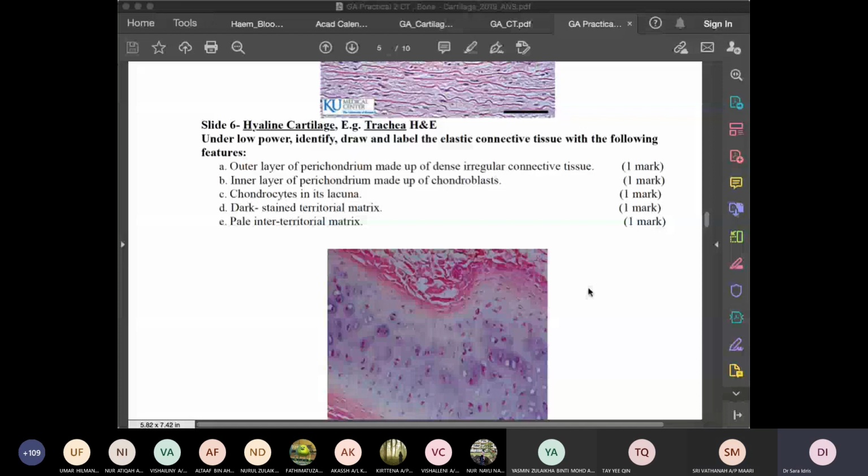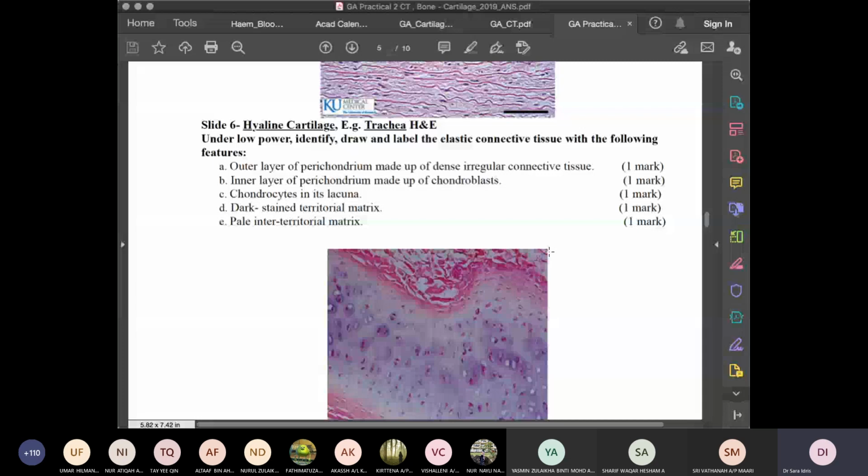One more. Waka Hisham, another type of cartilage. Hyaline cartilage. Okay, so hyaline, fibrocartilage, and elastic cartilage are the three different types of cartilage that you have.